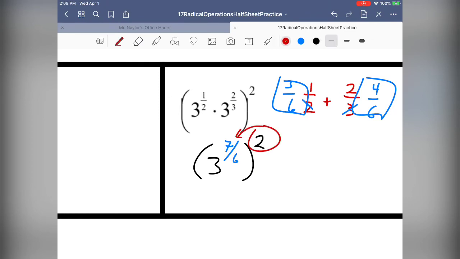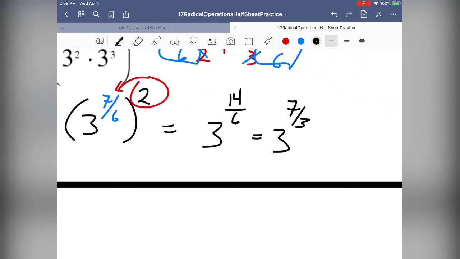How do you bring it in? You multiply it. You always multiply when you have a power to a power. And you really just multiply it to the 7. So we end up with 14/6. The thing is that 14/6 can reduce by 2's, and that leaves you with 7/3. So it's 3 to the 7/3 power.